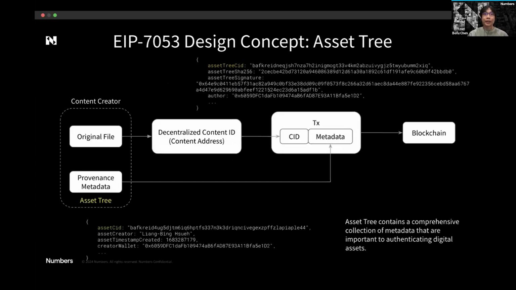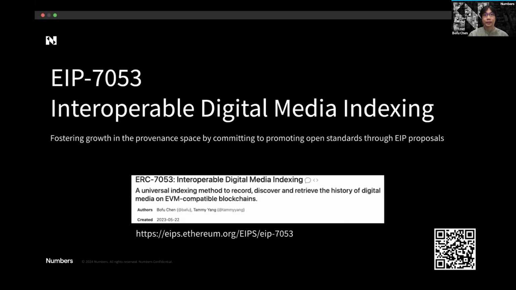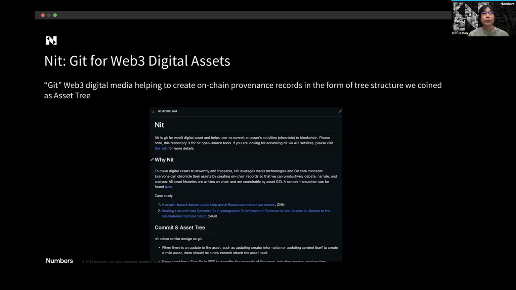There are actually a bit more details. In order to make the provenance metadata upgradable, we introduced a concept called asset tree based on 7053, but I'm not going into the details today. If you are interested in it, you can just Google ERC 7053 or use the link here to view it. We also have an open source tool that can help developers create commits on the blockchain and trace the content history. It's called Neat. Since I just introduced the design idea of 7053, it's coming from the developer toolkit, so I bet you know why our tool is called Neat.